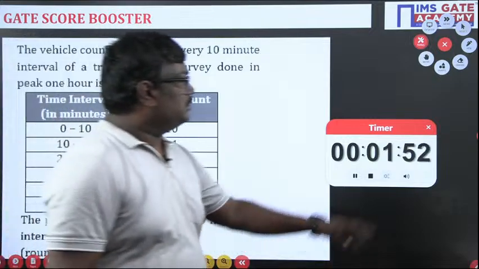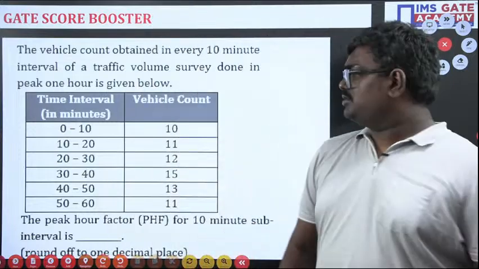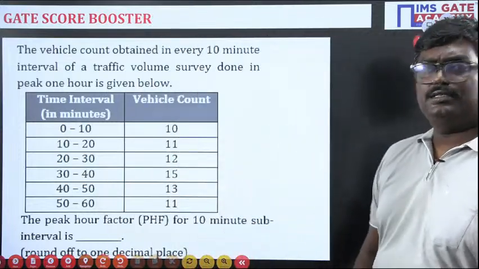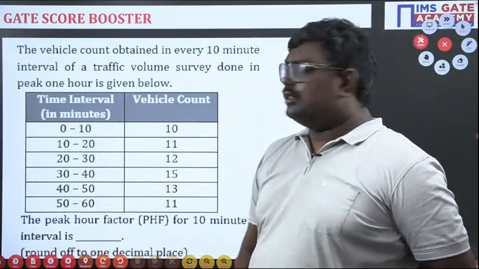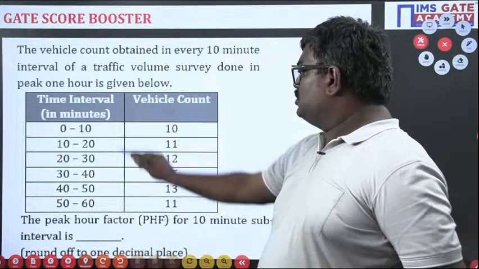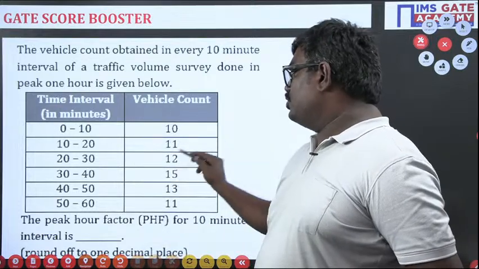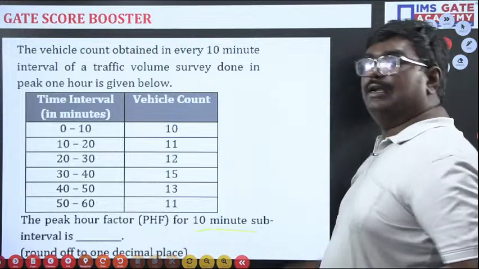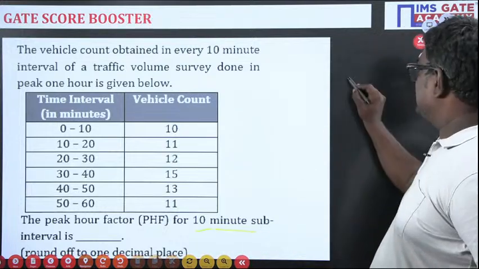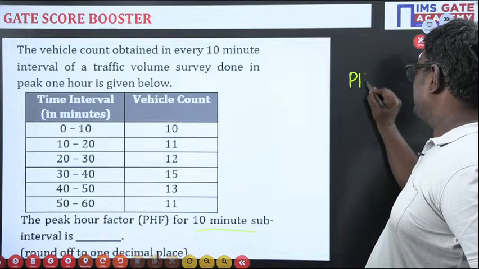Okay, students. Now see, students, what he has asked in the problem here is: the vehicle count obtained in every 10-minute interval is given in the table, 0 to 10, 10 to 20 and so on. What is the peak hour factor for the 10-minute sub-interval? So he is asking what is the peak hour factor.